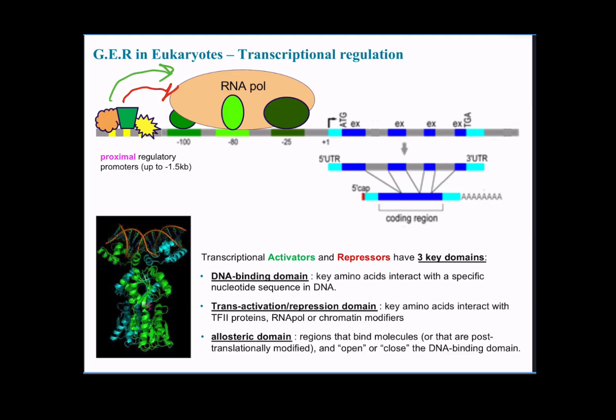So you may have a regulatory promoter that is solely occupied by activators. In that case, the expression of that gene will go up. You may have a regulatory promoter solely occupied by repressors. In that case, the expression of that gene may be turned off completely. Or you may have anything in between, right? So some combination of activators and repressors that will make that expression somewhere in the middle, right?